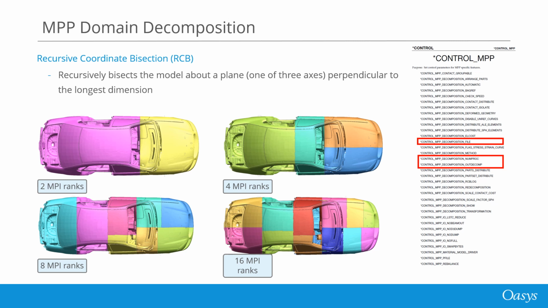Because the domain decomposition can have a large influence on how quickly the model is solved, the user has some control over how this calculation is decomposed and how it is run. Certain *CONTROL_MPP cards can also be used to improve the efficiency of your run times.